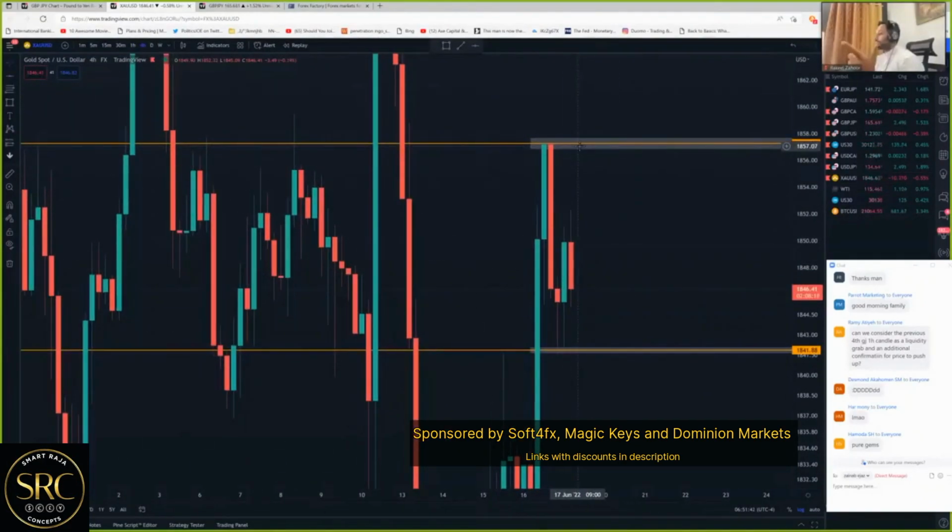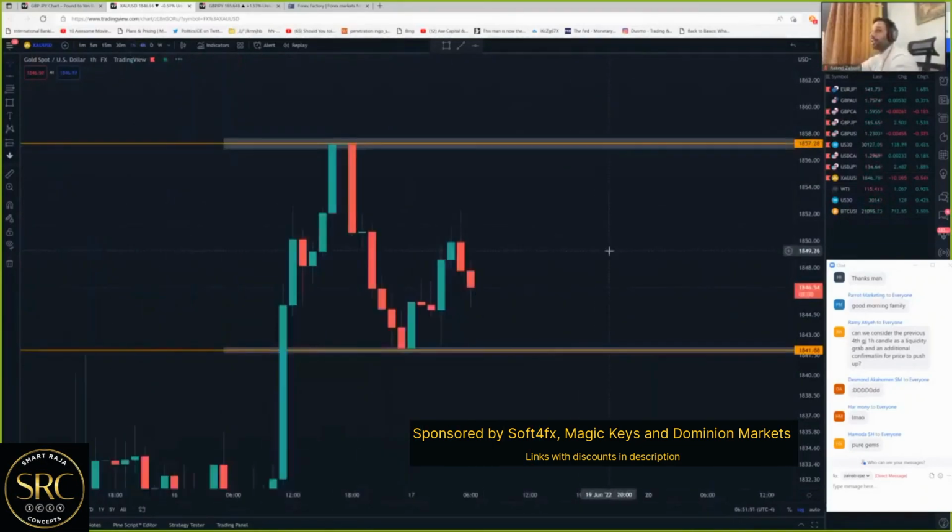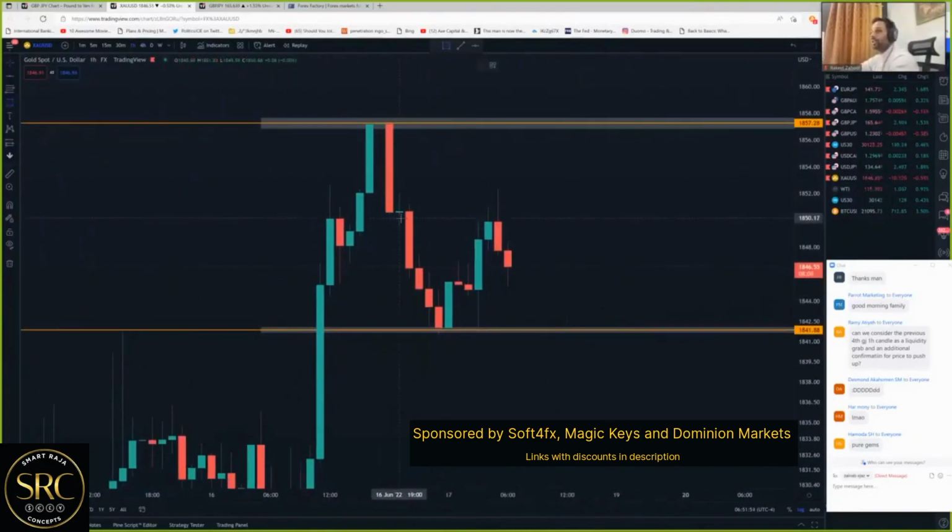But now we've got to ask ourselves, do the 1-hour candles, or does the 1-hour time frame, support the 4-hour bias? So let's take a look at that. The 1-hour candles are moving down, right? We also created a resistance here on the 1-hour time frame.